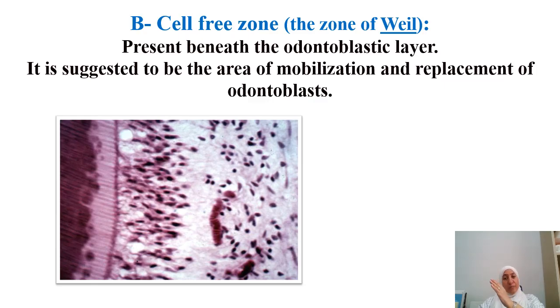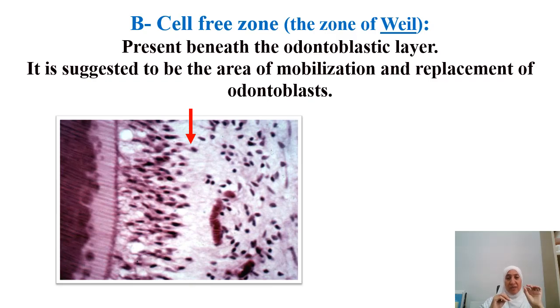Directing toward the pulp core, we have the cell-free zone, and this cell-free zone is called the zone of Weil. As we see here in this histological image, this cell-free zone is very important for the odontoblasts' limited movement during metabolism, the odontoblasts need a little bit of movement, or for the regeneration of odontoblasts.